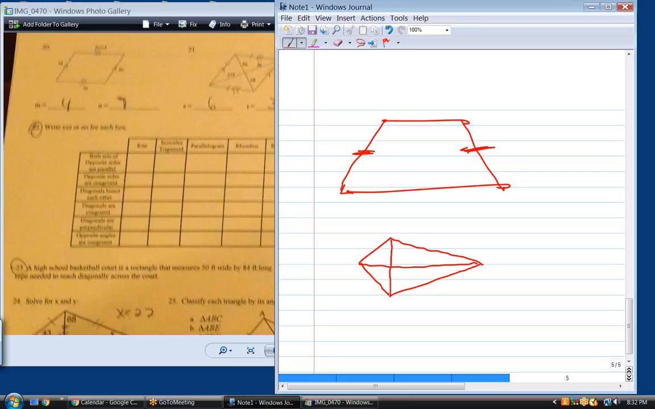Do they bisect one another? No. One bisects the other one, but not vice versa. In other words, the long diagonal bisects the short diagonal, but the short one does not bisect the long one. So we get a no with the kite on that. The isosceles trapezoid.